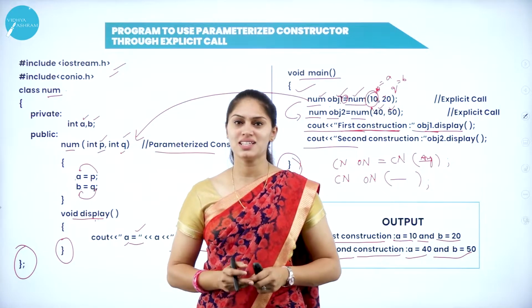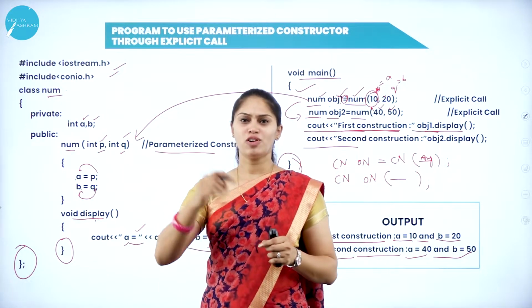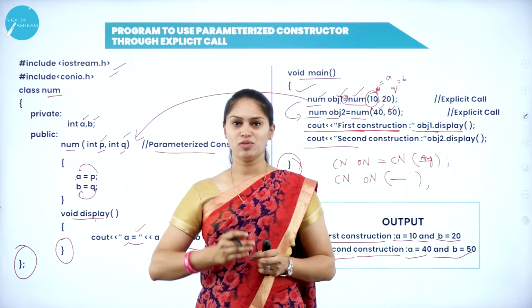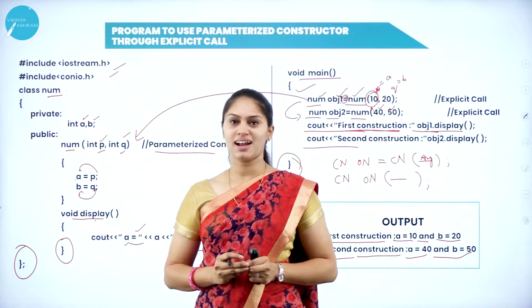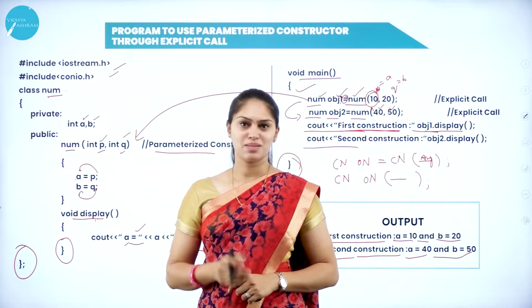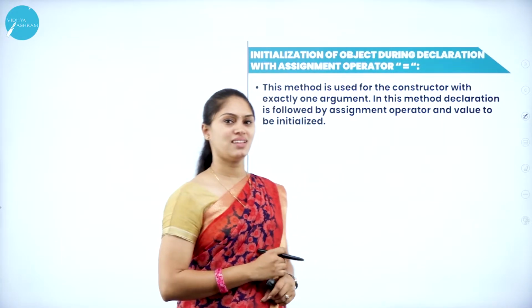So with the help of this explicit call, I am going to give some content to help invoke the constructor. That is regarding explicit call. I hope you all understood implicit and explicit call. So let me move on to the next one.